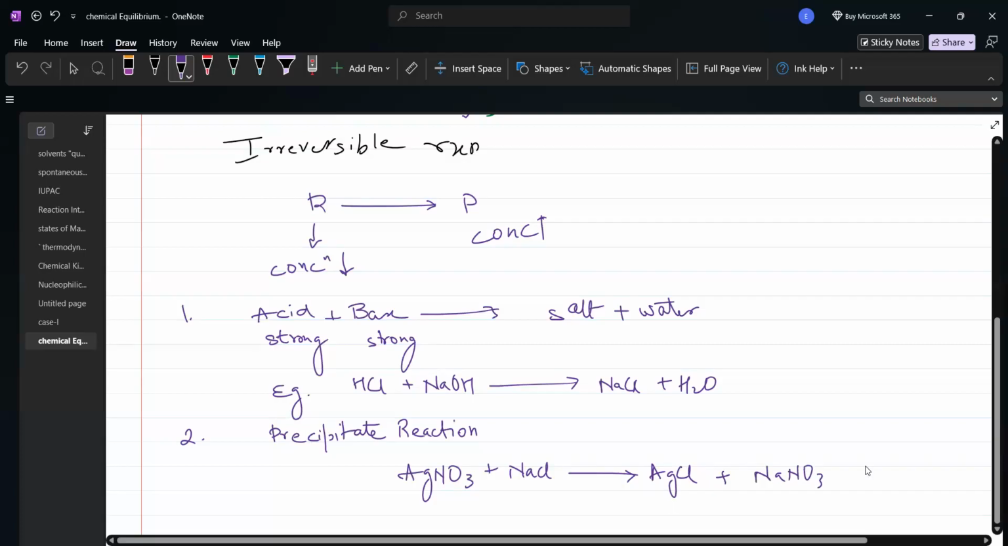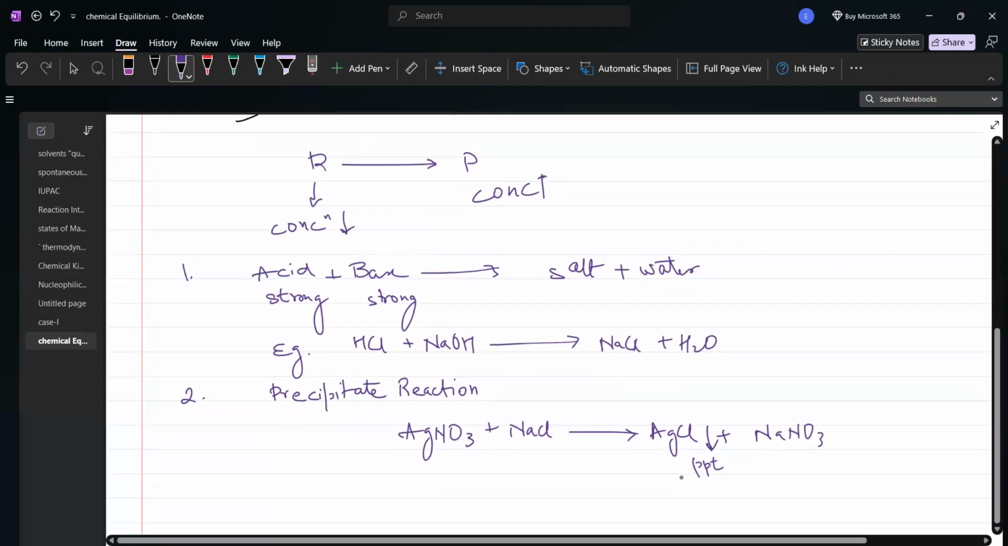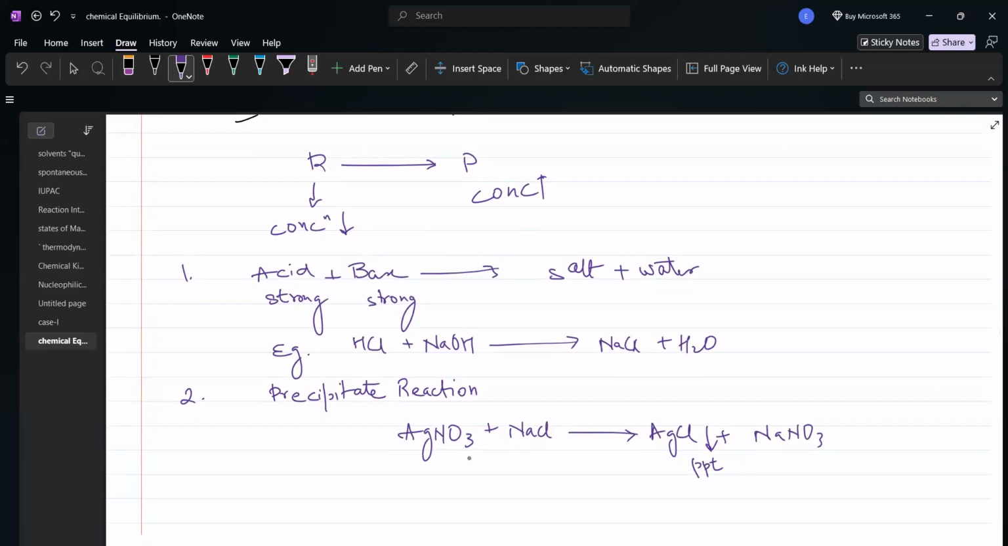Okay. So AgCl will form as a precipitate. Okay. This is a silver or yellow color precipitate. The color is not important here. That is why I'm not mentioning. So immediately if you mix silver nitrate solution in NaCl, immediately it will form AgCl. Okay. Just in the blink of an eye. So it is not going to convert back into AgNO3 or NaCl. So that is why this is an irreversible reaction.